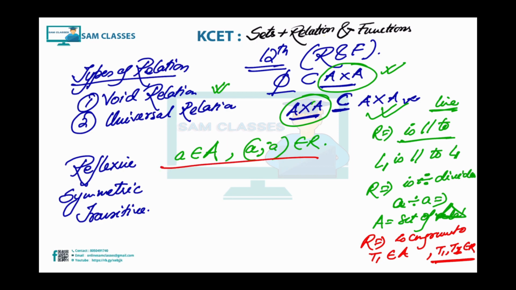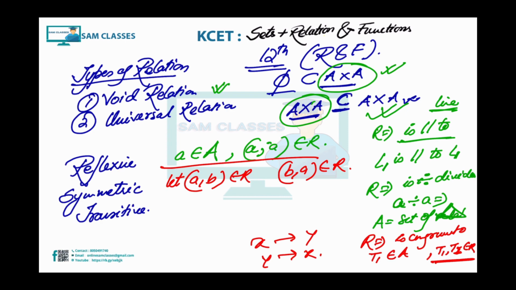What about symmetric? Symmetric is pretty simple to understand. Let A comma B belong to a relation. Then if B comma A also belongs to the relation, this is symmetric. For example, take the condition is brother to. If X is a brother to Y, then Y in turn is also a brother to X. Yes or no? Symmetric means the same thing: if X comma Y belongs to R, and Y comma X will also belong to R, I can say this is symmetric.